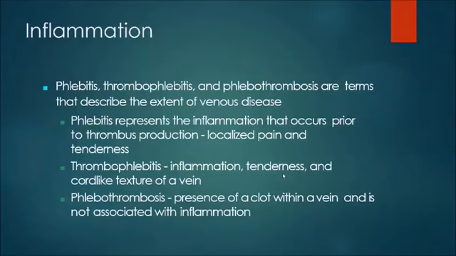Phlebitis represents the inflammation that occurs prior to thrombus production. You'll get localized pain and tenderness. Thrombophlebitis is inflammation, tenderness, and cord-like texture of a vein. And phlebothrombosis is the presence of a clot within a vein and is not associated with inflammation.